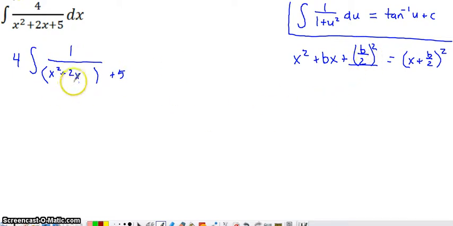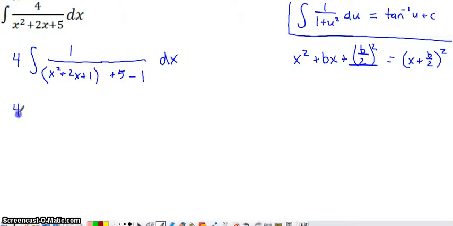So if we look at this expression right here inside the parentheses, I want to fill this blank with 2 over 2 squared, right? b over 2 squared. So 2 over 2 is 1, and 1 squared is 1. Now if I put a plus 1 there, I'm changing the value of what I started with. I can't get away with that. I'm going to have to do something that offsets adding a 1 in this denominator. And what offsets adding a 1? Well, subtracting 1. And then I do still have my differential dx here.